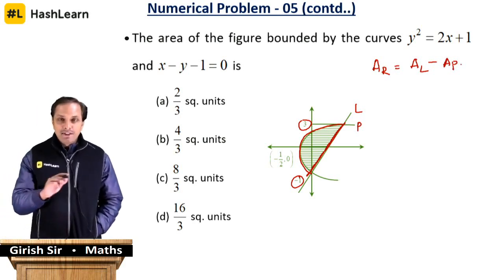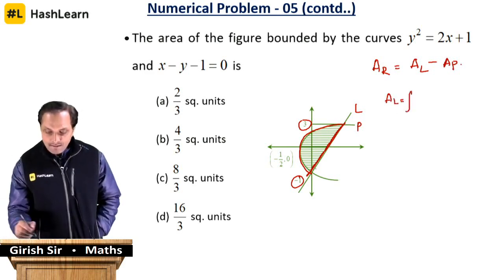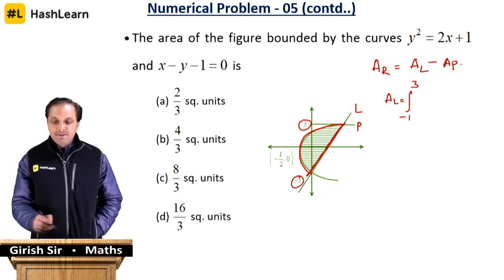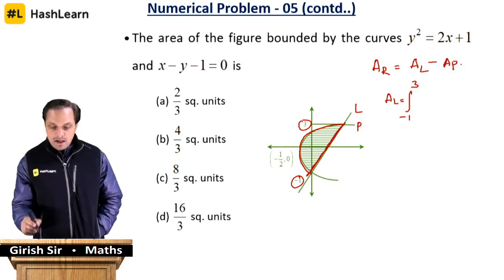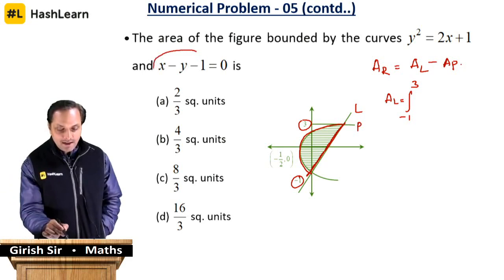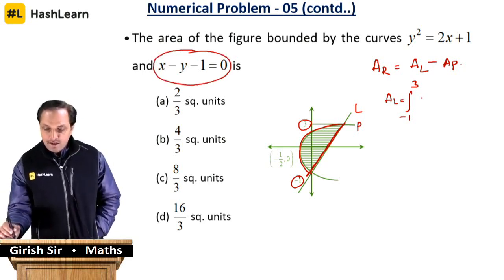So let me do this in two ways. I will do the area of the line first, minus 1 to plus 3. You all know the simple rule: if the limits are along the y-axis, you need to take x. What is x for the line? Shift that side, it will be y plus 1 dy.